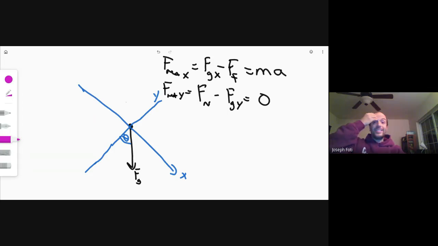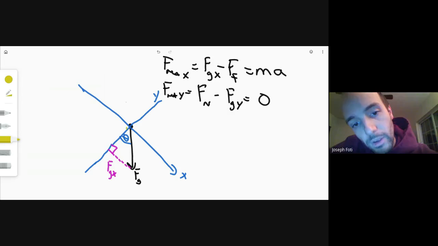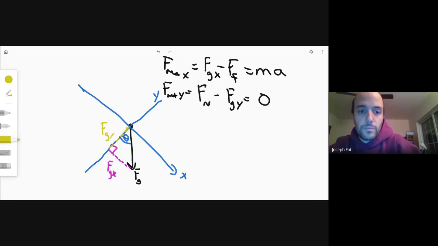Okay, so now what we want to do is identify our components, our x component for gravity and our y component for gravity. The x component will be the part of gravity that is parallel to the x-axis. That happens to be here, right? Because we want this to be 90 degrees. So this is F_gx, which then makes this right here our F_gy.